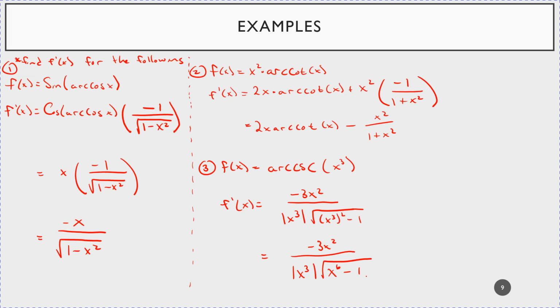And that's just how we straight up apply the formulas for finding these derivatives. And you'll be all set now to find the derivatives of inverse trigonometric functions.